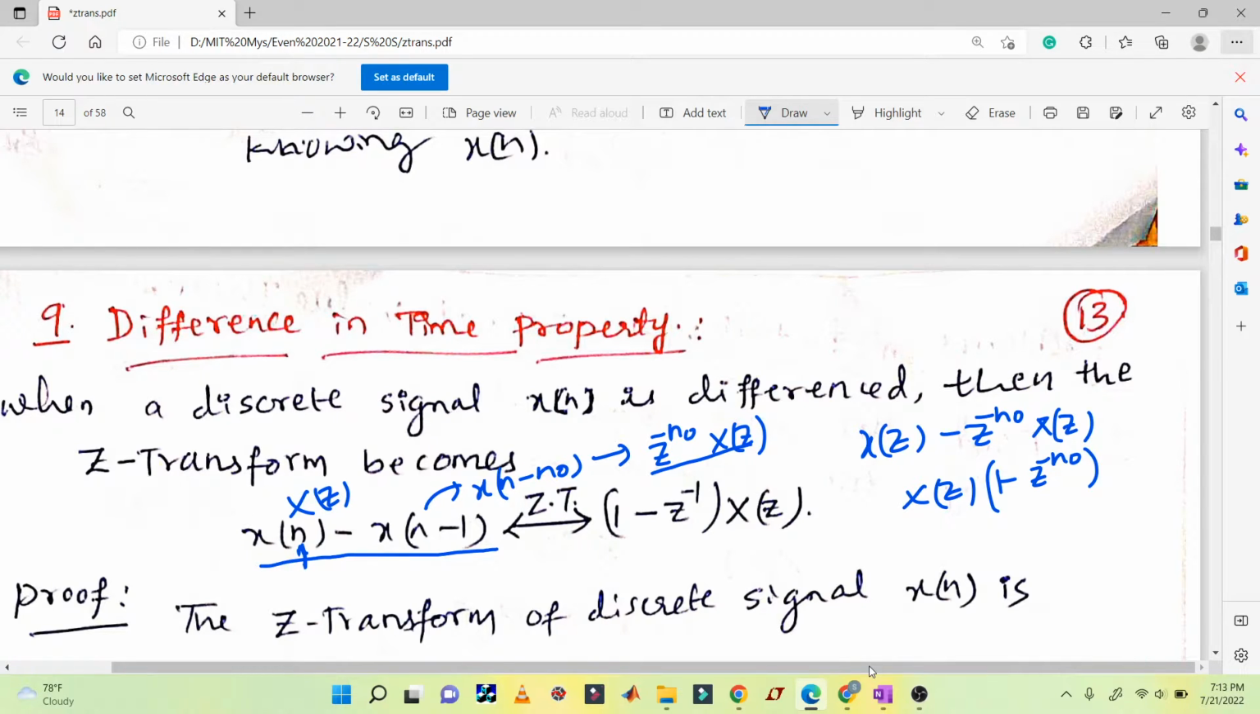I can substitute any value right here. n naught is equal to 1 here. It might be plus 1 or minus 1. It is minus 1 here. That's why we are getting minus n. If at all it is a plus 1, we might have a plus z to the power plus n naught. Here it is a minus sign. If it was plus, then we might have used plus over here. So this is a very simple property, difference in time.